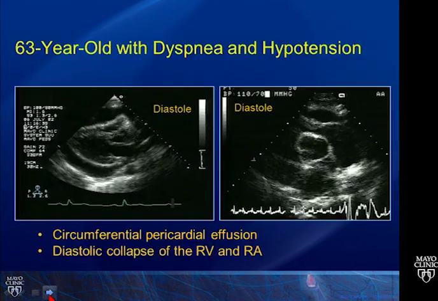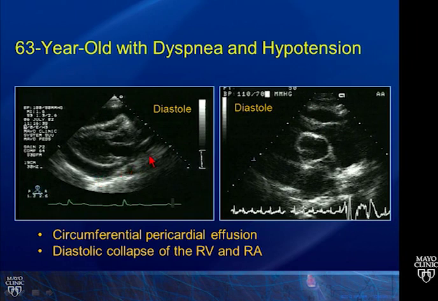Go back and see here what we see in diastole. You can see that there's collapse of the right ventricle. Whether you look at it in the long axis view or whether you look at it in the short axis view, there's a lot of fluid around the entire circumference of the pericardium.